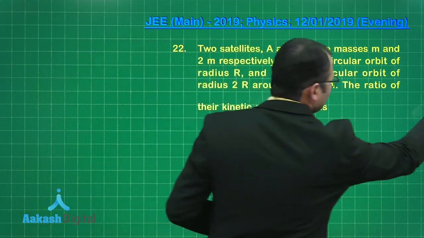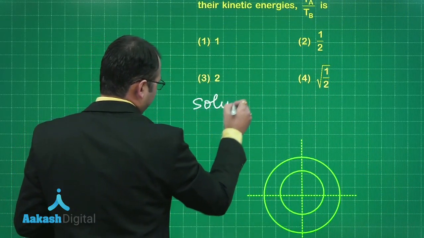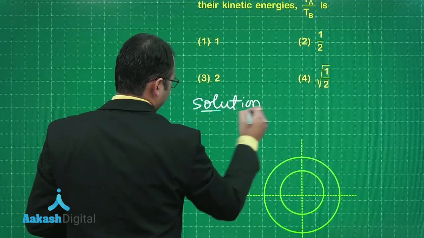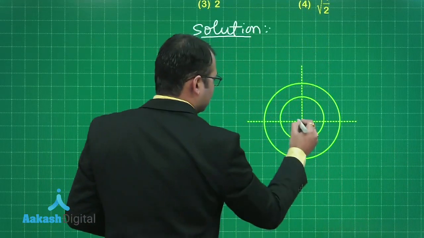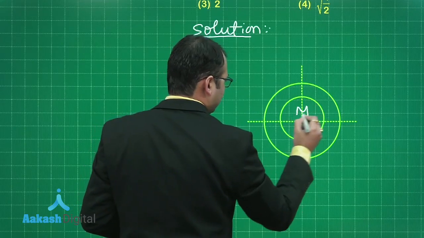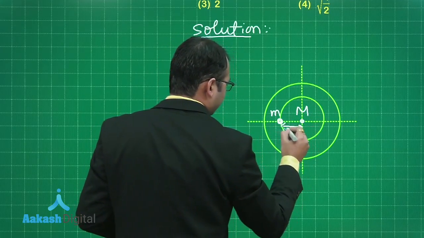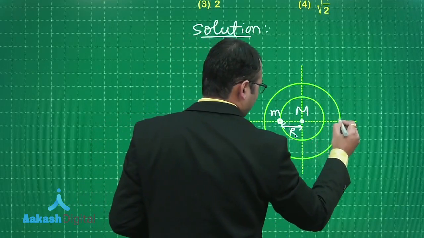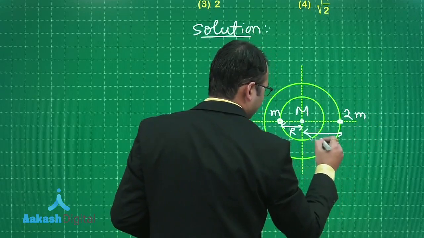Now let's solve this question. First of all, I would like you to focus on this diagram I have made for you. As you can see here, this is the center Earth, that is capital M. This is satellite A, this is small m, radius would be r, right? And here would be the next satellite, that is 2m, radius would be 2r, right?